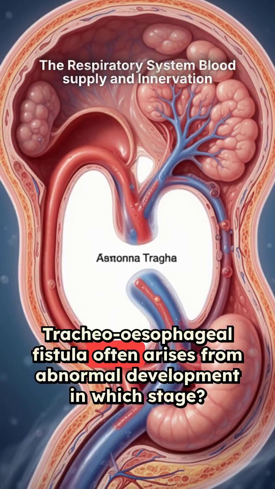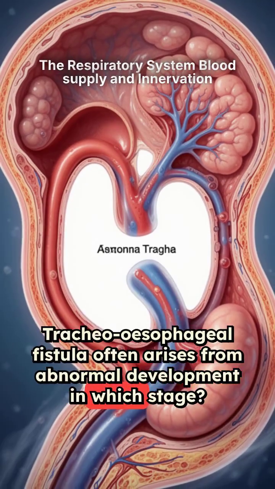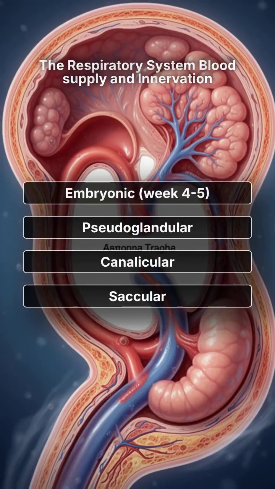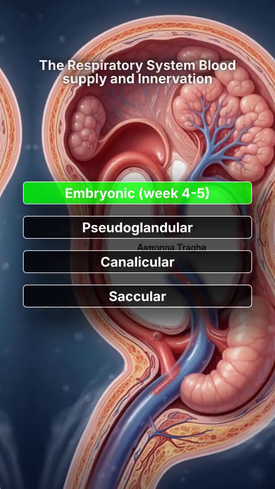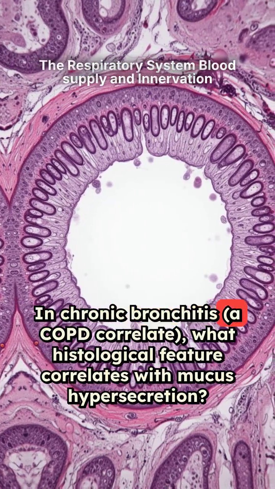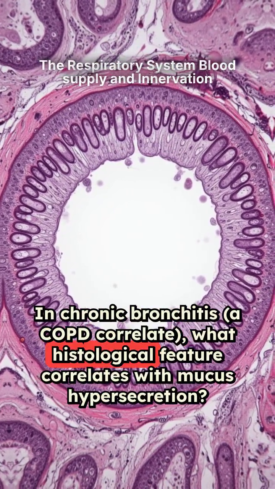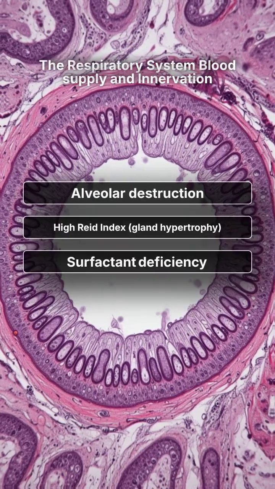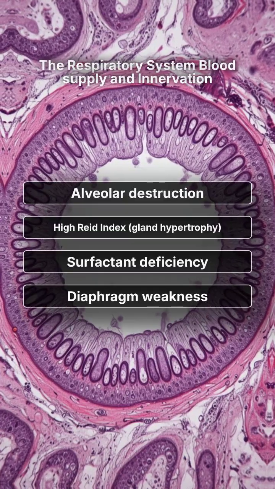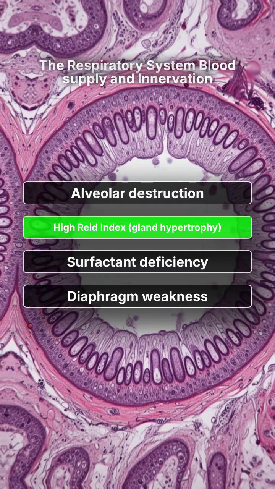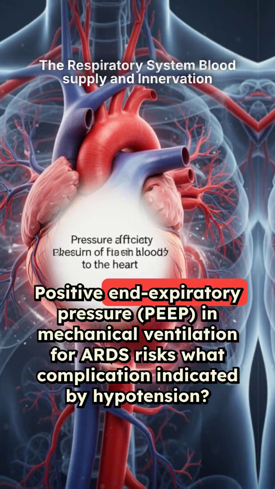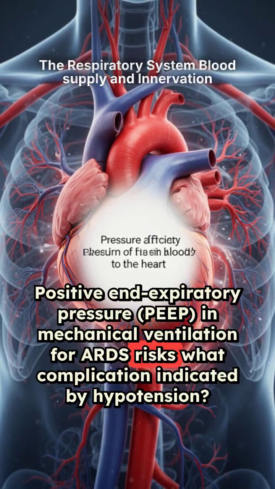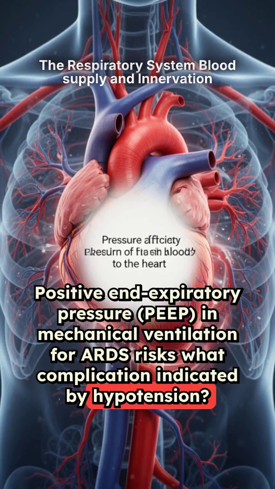Tracheoesophageal fistula often arises from abnormal development in which stage? In chronic bronchitis, a COPD correlate, what histological feature correlates with mucus hypersecretion? Positive end expiratory pressure, PEEP, in mechanical ventilation for ARDS risks what complication indicated by hypotension?